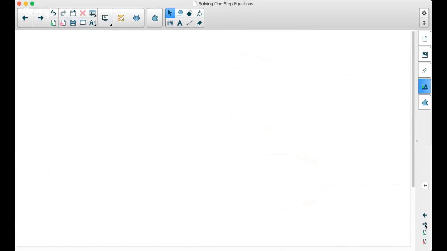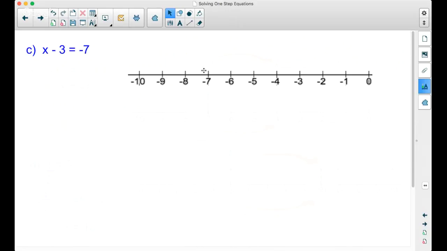Let's look at a third example. This one involving some subtraction. So x minus 3 equals -7. So again, we're going to start with a number line. Here's our number line. Here's x minus 3. And here's -7.